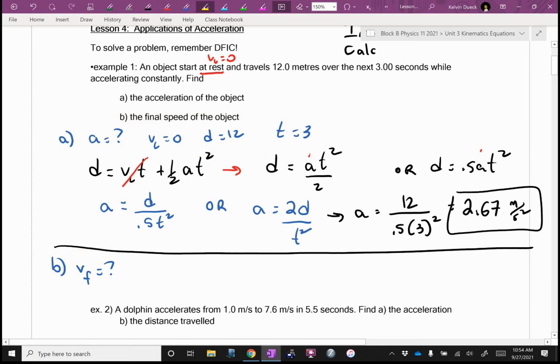The one with brackets, yes? Yeah, that one. D equals bracket, VI plus VF, close bracket, over 2 times T. Yes?